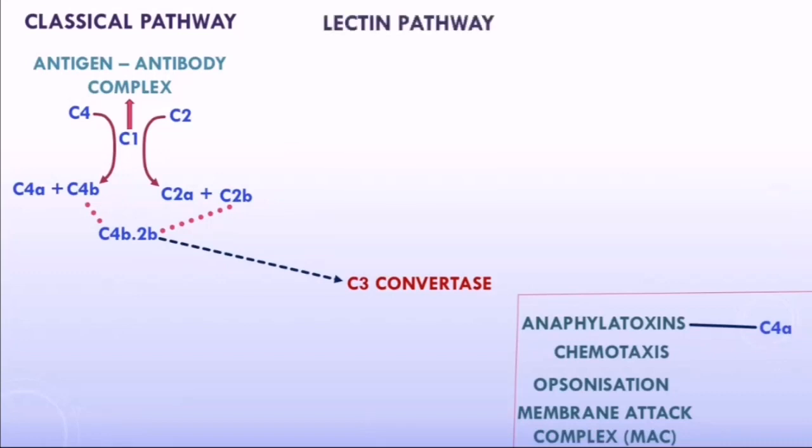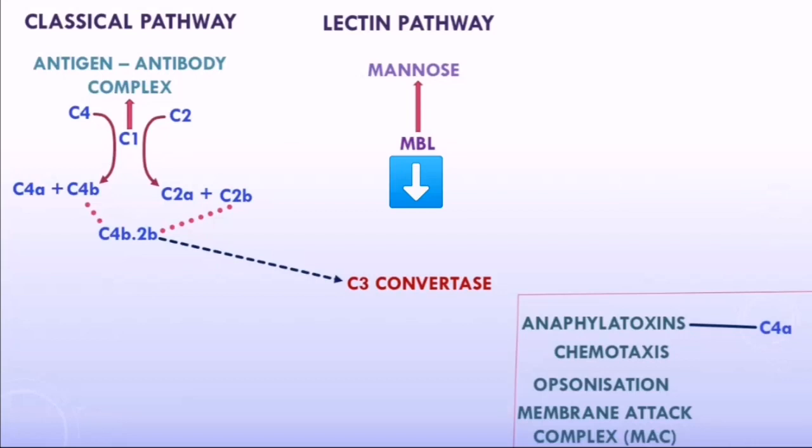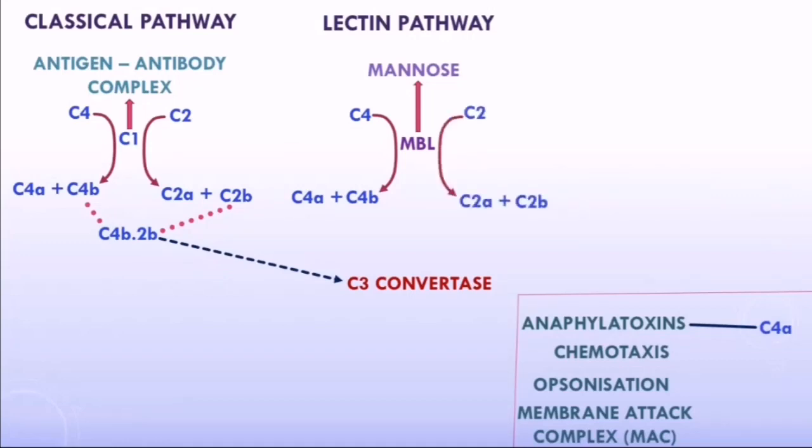Let's now discuss the lectin pathway. The lectin pathway is triggered by carbohydrates on the surface of pathogens such as mannose. Mannose binding lectin can bind to mannose and become activated, and the activated mannose binding lectin has a very similar structure to activated C1. And so from this point forward, the lectin pathway will have the same pathway as the classical pathway. The mannose binding lectin will also cleave C4 into C4a and C4b, and remember C4a is an example of an anaphylotoxin. The mannose binding lectin will also cleave C2 into C2a and C2b. C4b and C2b will again come together and form C4b2b, and remember this is an example of a C3 convertase. So this is how the lectin pathway leads to the formation of a C3 convertase.